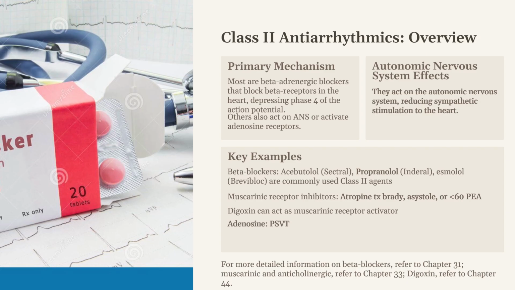There are other things that fall into this class, the common beta blockers. Propranolol is going to be the most common one that's used. And just remember the beta blocker is that LOL. Atropine is another medication that can be used to treat asystole, bradycardia, or pulseless electrical activity with a heart rate less than 60. And then adenosine can also be used to treat paroxysmal supraventricular tachycardia.